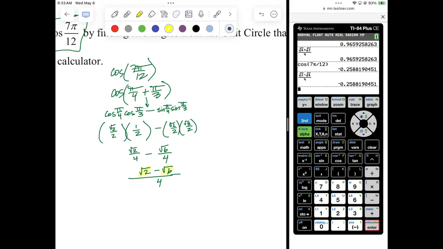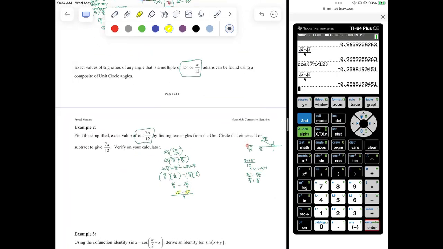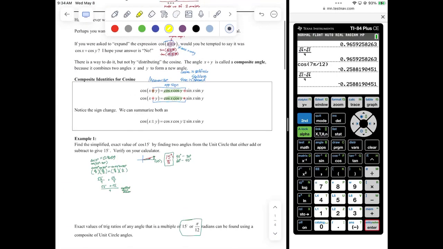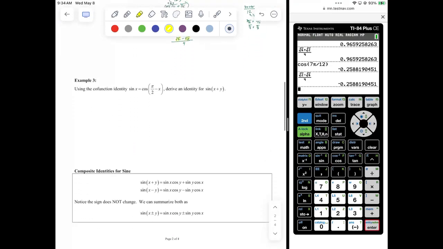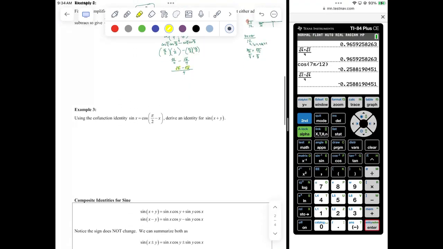We can now write the exact value of any angle that is a multiple of π/12, or 15 degrees. Okay? So the unit circle's power is now expanding. Would you agree? Good. Sweet. All right, so that's it for cosine. Any questions on the cosine identities? All right. Let's do one more proof here, and then we'll be done.